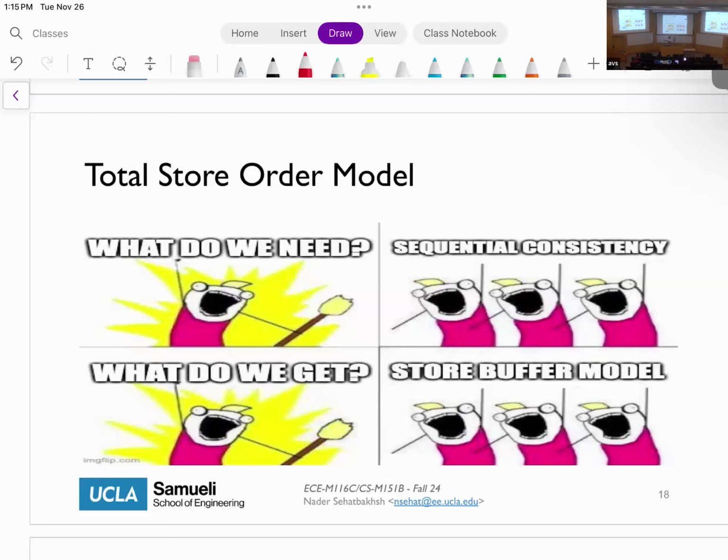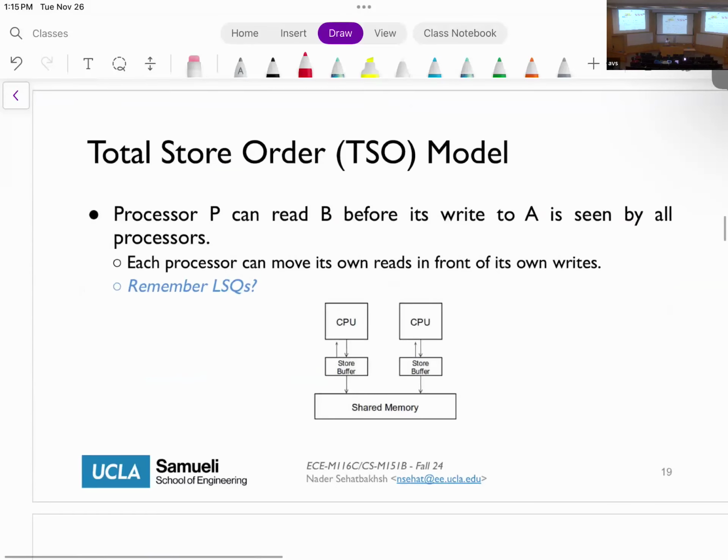The graphic shows that as a programmer you expect to see sequential consistency. What you really get in most cases is the TSO model. So what is TSO? TSO, which is what most x86 machines and all the Intel processors use, allows you to reorder a few things. Basically, you can move your own reads in front of your own writes, so you can read faster. That's the thing about TSO.